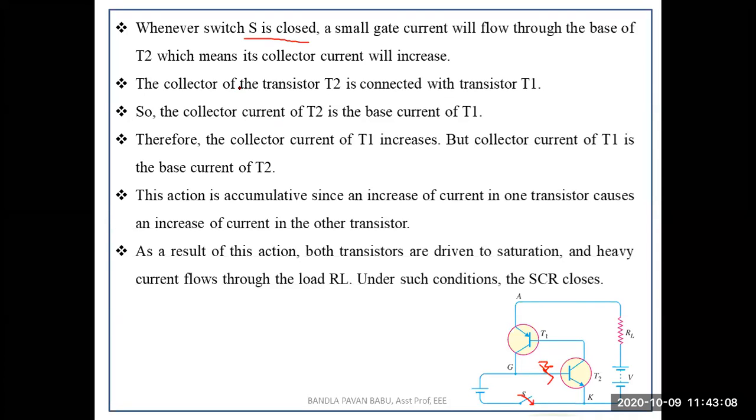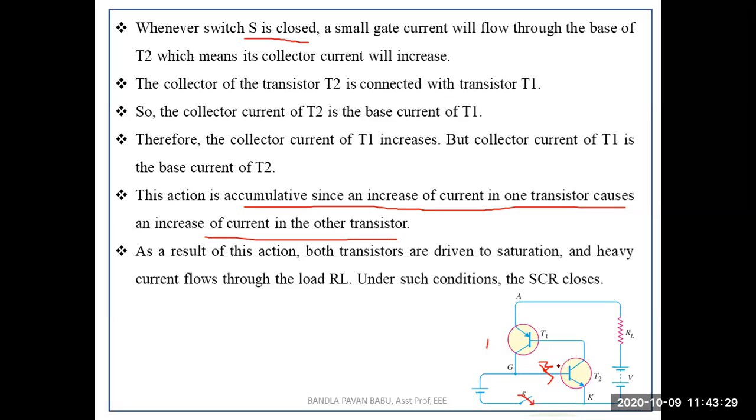Which means the collector current will increase. Therefore T2 and also T1 will conduct. This action is cumulative, since an increase of current in one transistor causes an increase of current in another transistor. Since it is connected to T2, obviously T1 also will conduct.